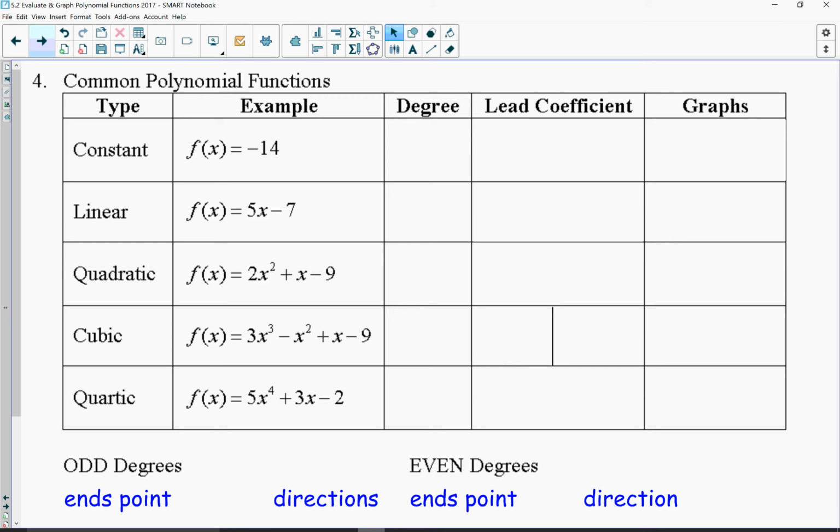So our first type of polynomial function is called a constant. That's where your polynomial is just equal to a number. So the degree of these is 0. There is no variable to have an exponent on. There is no such thing as a lead coefficient in a constant, so that's not applicable. And then graphs of constant functions are always horizontal lines.